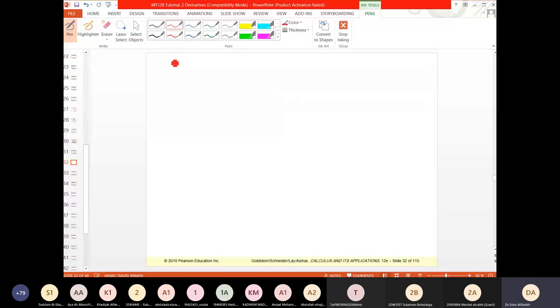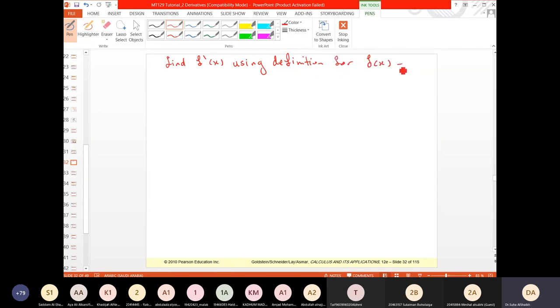Again, we have to find f dash x using the definition for f of x equal to root x plus 5. It's not root x, it's root x plus 5. So according to the rule, this is the limit when h goes to 0, this is f dash x.